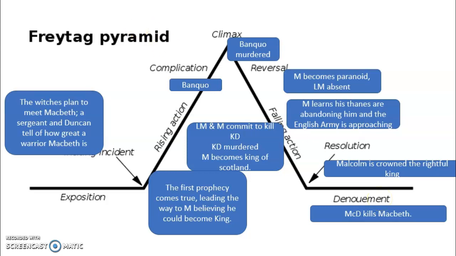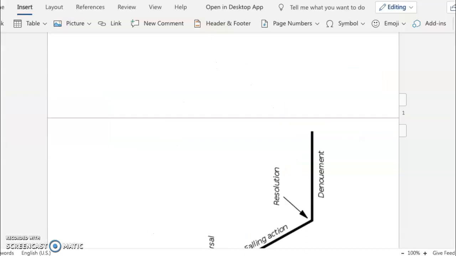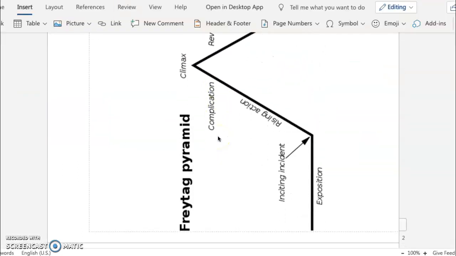Makes sense, please pause the video and make sure that all of those notes are in this part of your document.